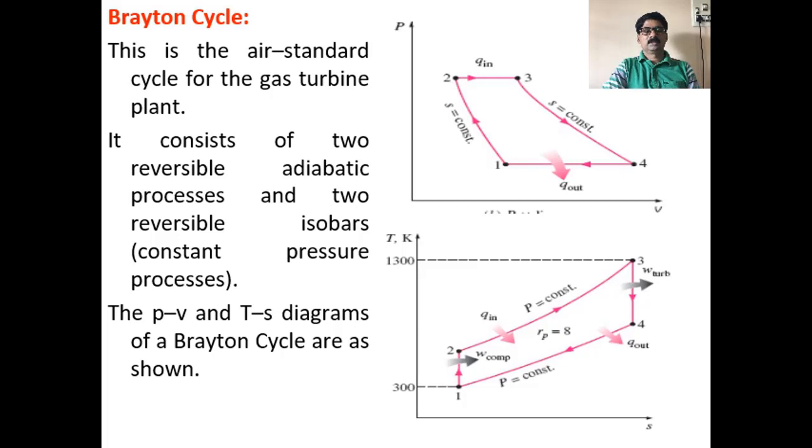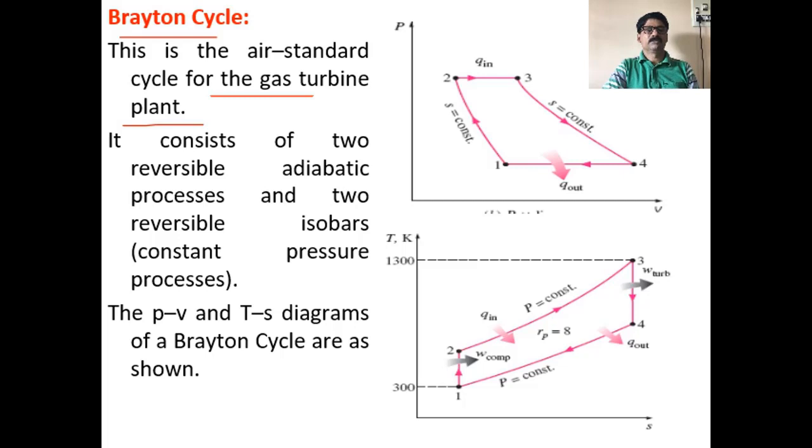Now let us study one more cycle on which this gas turbine plant works. That is the Brayton cycle. This is the air standard cycle for the gas turbine plant. The air standard cycle for any gas turbine plant is the Brayton cycle.